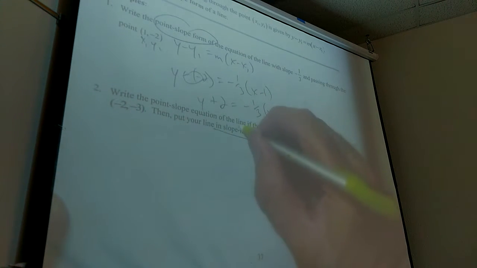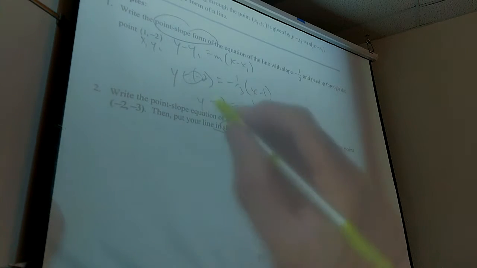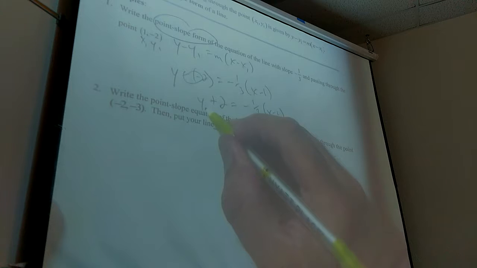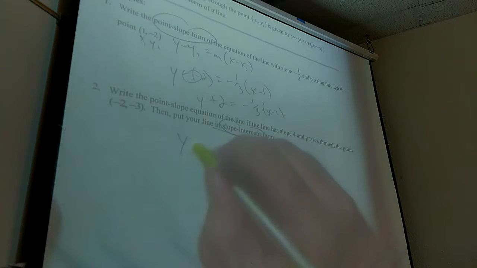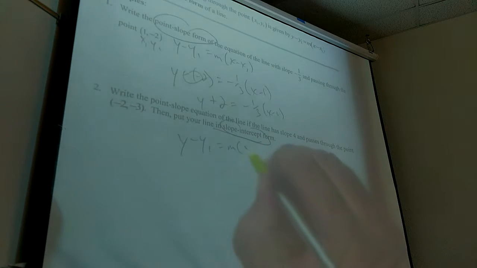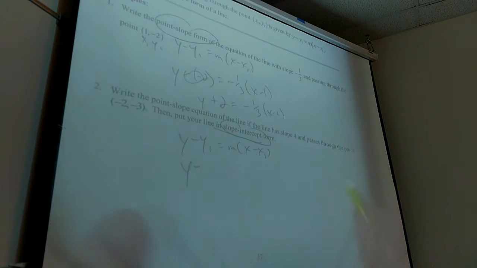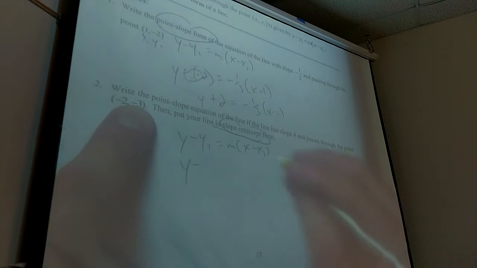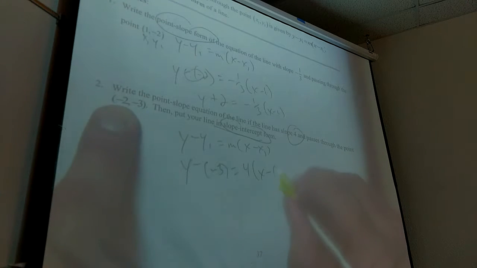Here you got to go further because they ask you to put it in slope-intercept. So there's a little bit more. I don't want to solve for y then, right? What's slope-intercept form? That's y equals mx plus b. I like it. So here we start with this guy. And then we put stuff in the right places. It'll be y minus negative 3. That's the y piece. Equals 4 times x minus negative 2.